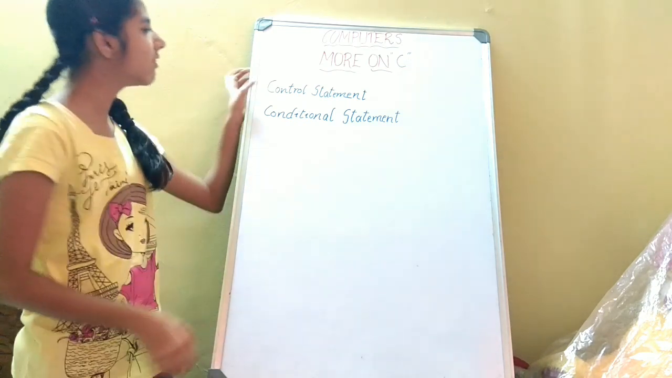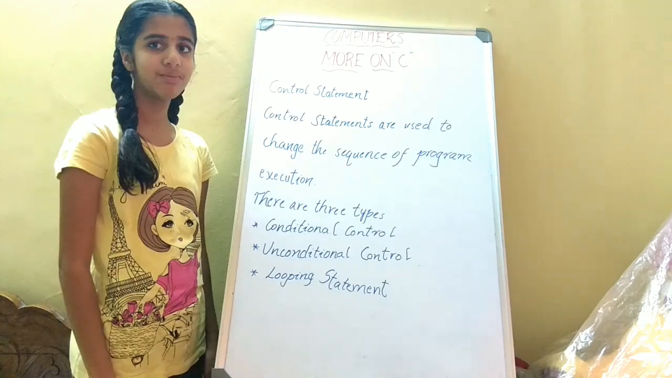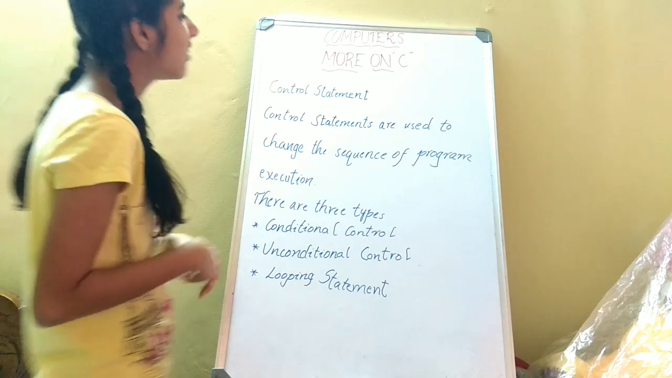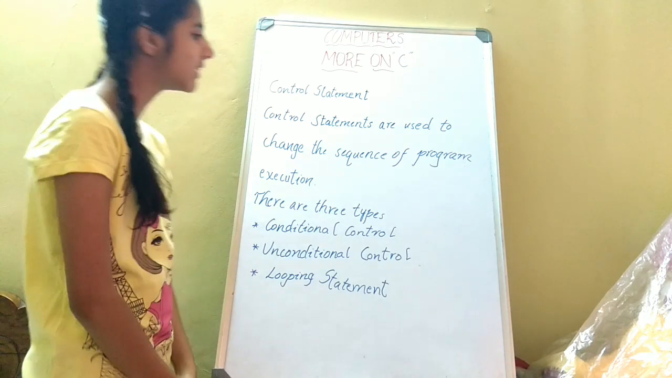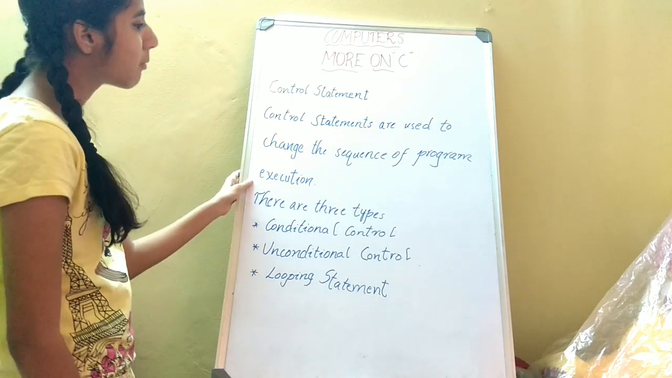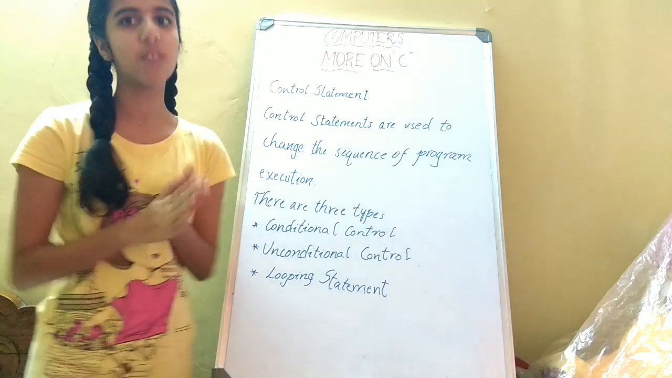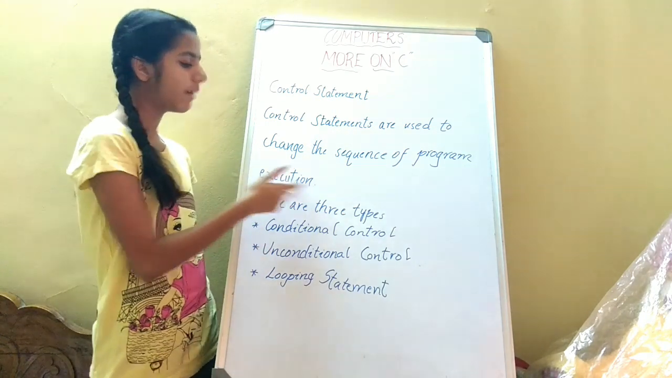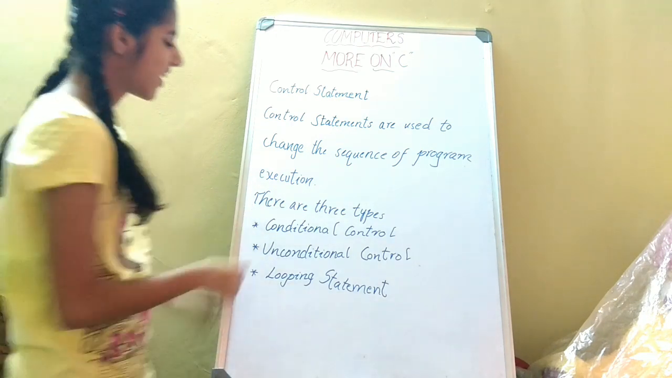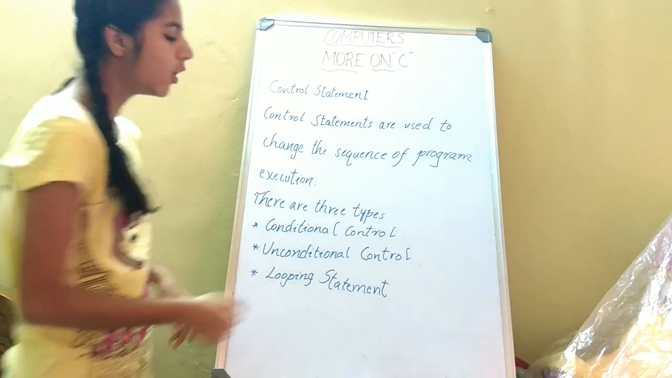Today we are going to learn about control statements and conditional statements. Now we are going to explain control statements. Control statements are used to change the sequence of program execution. There are three types: conditional control statement, unconditional control statement, and looping statement.